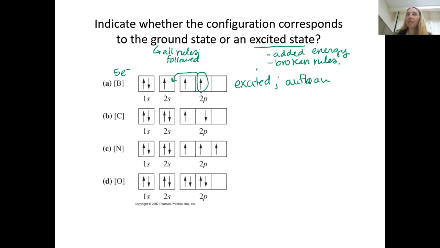So what happens is if you have all of these in the ground state and you add energy, the electron can move up to a different orbital. Remember, that's what we saw with the emission spectra or the absorption spectra. Electrons can move if they have energy, and if they have that extra energy, then they're in the excited state. Okay, so what about this one? Carbon. So carbon has 6 electrons. Is this excited or ground state?